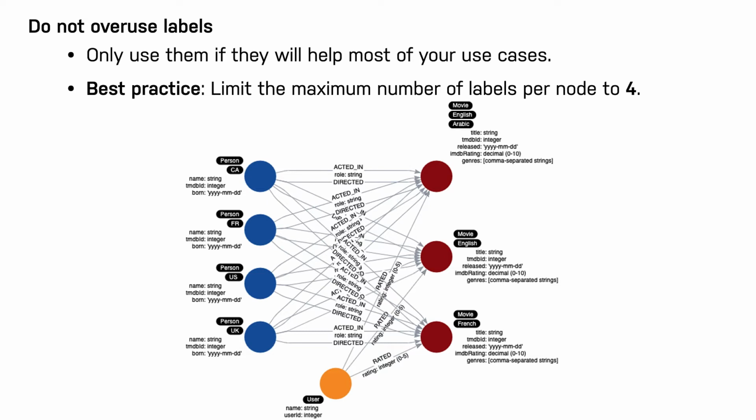This is another similar scenario where you might decide if an important use case is related to the language of a movie. Again, if the use of a property for a node will suffice, then it is best not to have the label.